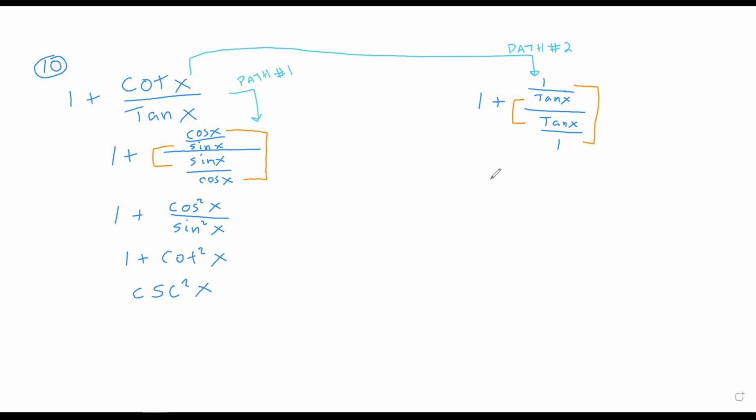And this would be 1 plus 1 divided by tangent squared, right? Yes. And 1 divided by tangent is cotangent squared, and that would give us cosecant squared. So yeah, we get to the same result. That would be another way. That's correct.